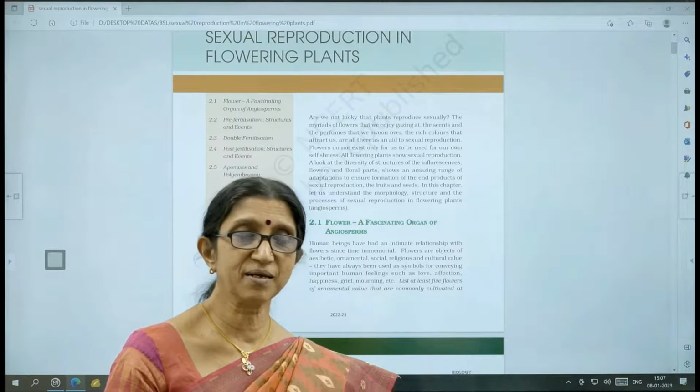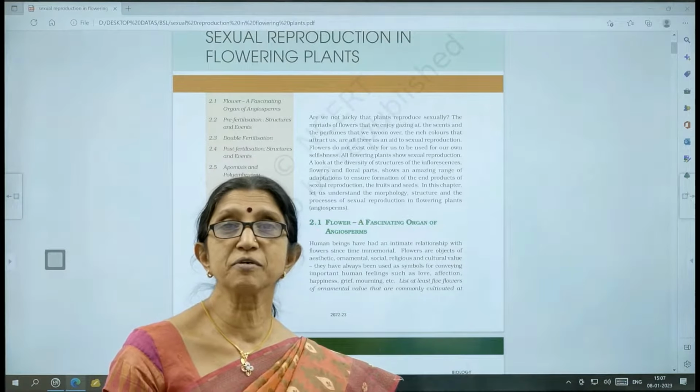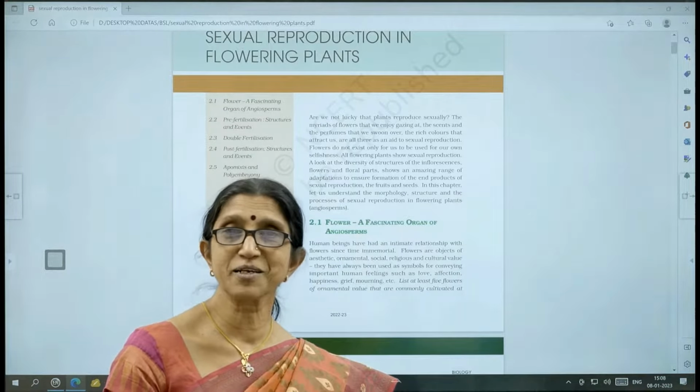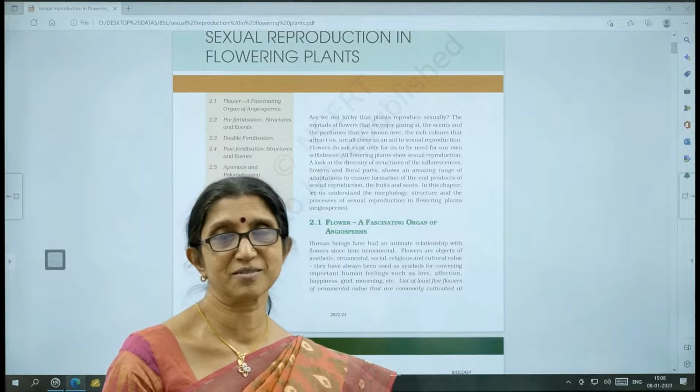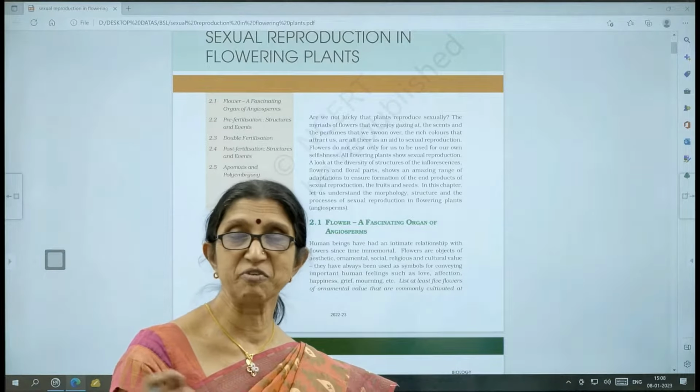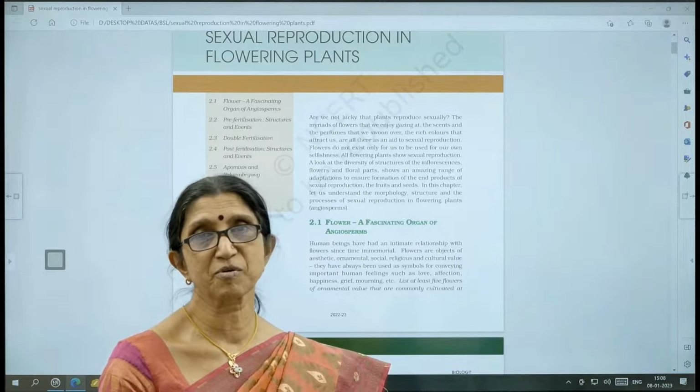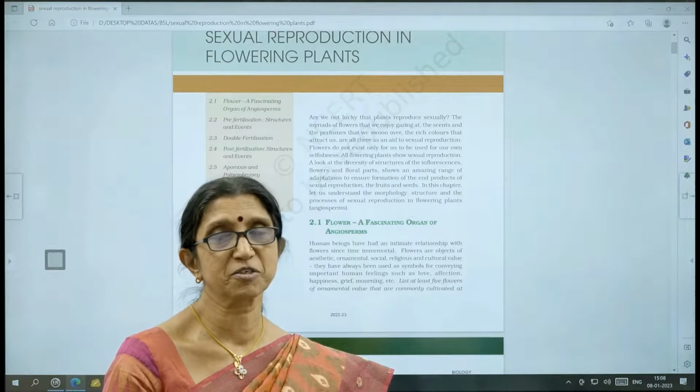I am Sulekha. Today I am going to discuss the second chapter of the second year portion, that is sexual reproduction in flowering plants. See, the chapter is very lengthy and gives detailed description of the process of sexual reproduction.